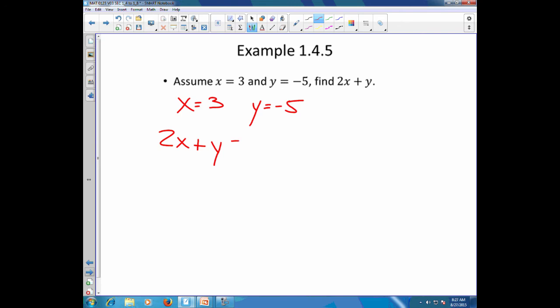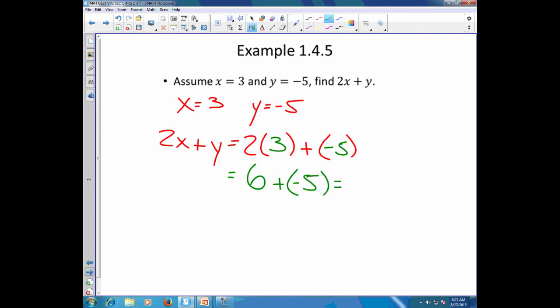So as before, let's just take the letters out and replace them with parentheses. X is 3 and y is negative 5. So now remember, by the order of operations, when you do multiplication before addition, 2 times 3 is 6 plus negative 5. Now we have two numbers. Their signs are opposite. One's positive and one's negative. So we're going to subtract the numbers. 6 minus 5 is 1. And keep the sign of the bigger number, or the biggest absolute value. So this is just going to be positive 1.